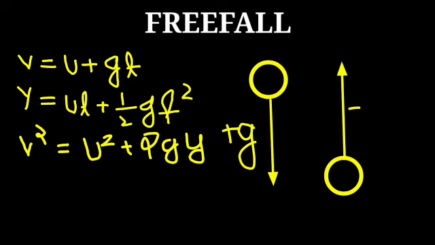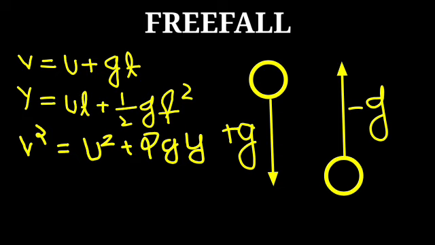How fast you are going after some time: v equals u plus gt. How far you have fallen or risen after some time: y equals ut plus half gt squared. And how fast you are going after falling a certain distance: v square equals u square plus 2gy. The same sign rules apply here too.